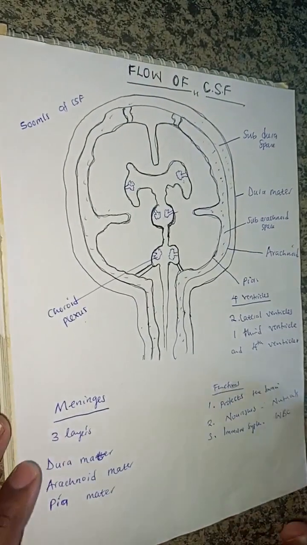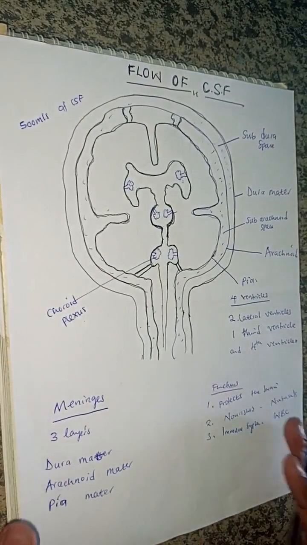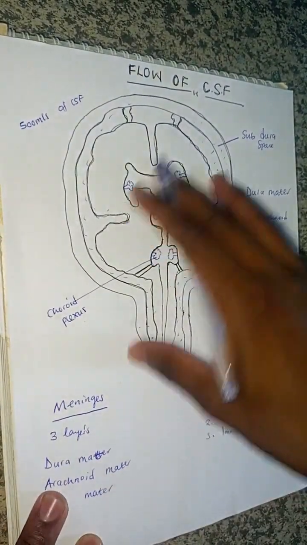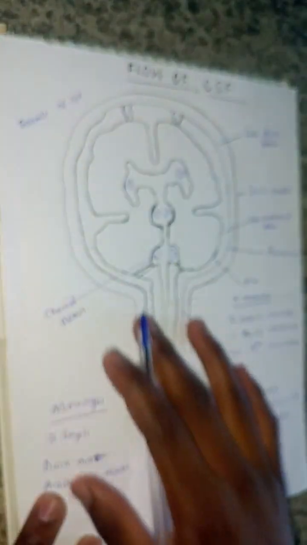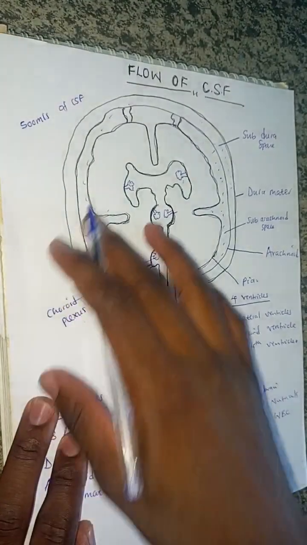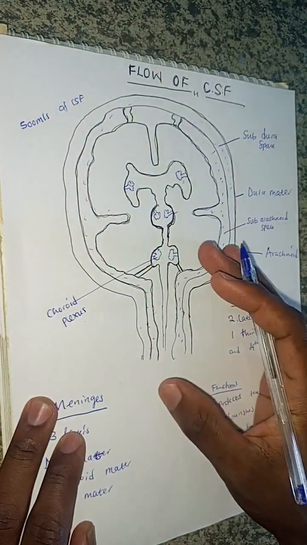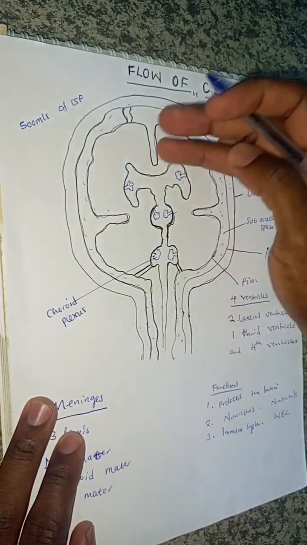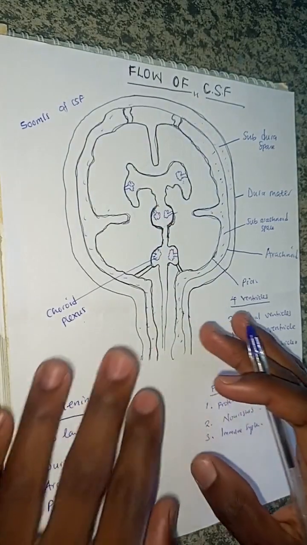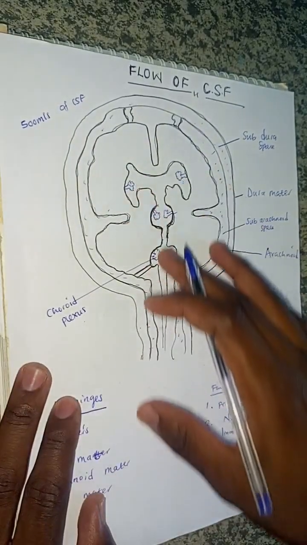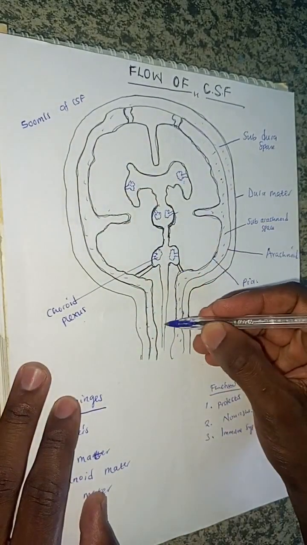We don't need to have excess production of CSF, because it can bring about problems. This fluid flows through these ventricles down. This is the spinal cord.